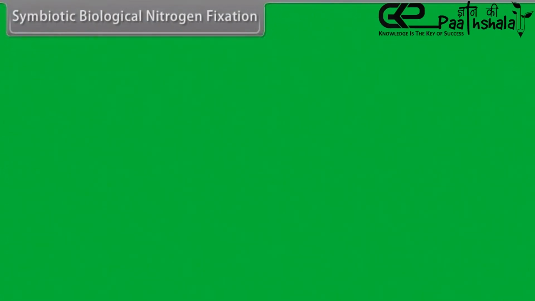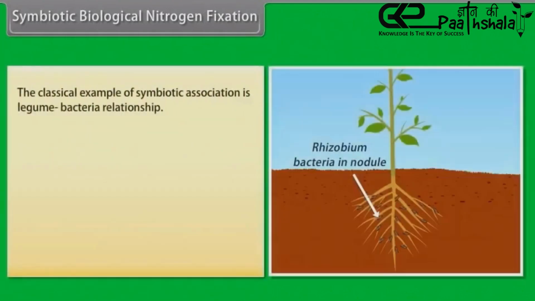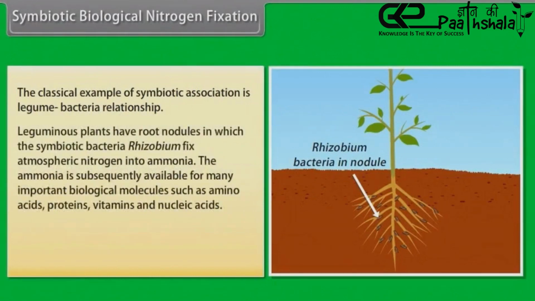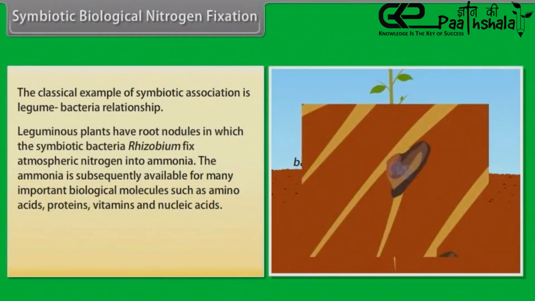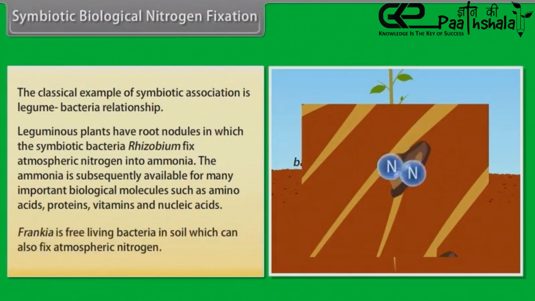Symbiotic biological nitrogen fixation. The classical example of symbiotic association is the legume-bacteria relationship. Leguminous plants have root nodules in which the symbiotic bacteria Rhizobium fix atmospheric nitrogen into ammonia. The ammonia is subsequently available for many important biological molecules such as amino acids, proteins, vitamins, and nucleic acids. Frankia is a free-living bacteria in soil which can also fix atmospheric nitrogen.